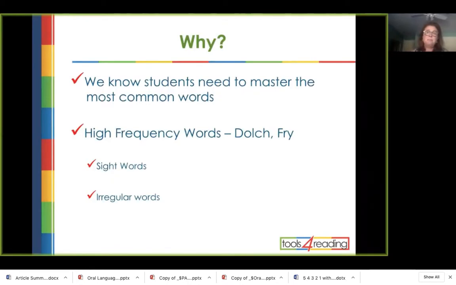So we know that our students, why do we have these walls? Why do we use them? Because we want our students to master the most common words. And we have our high frequency words, the Dolch list, the Fry list, the 220 most common words, as we call them. We have sight words. Some of them are irregular. And we use these walls to help our students develop that practice in reading these.